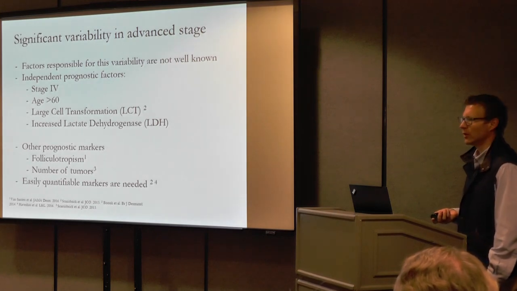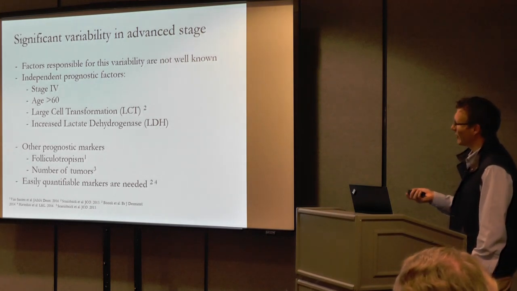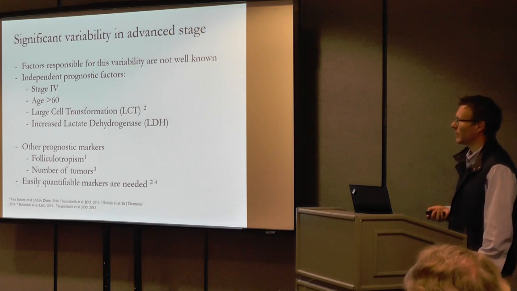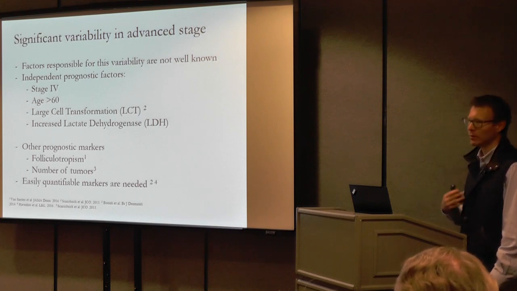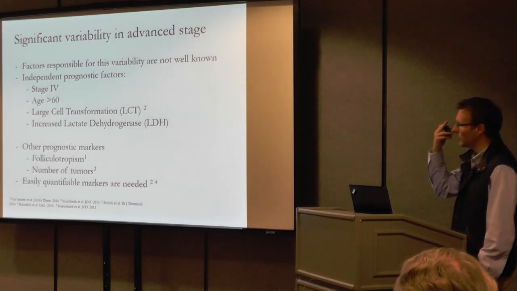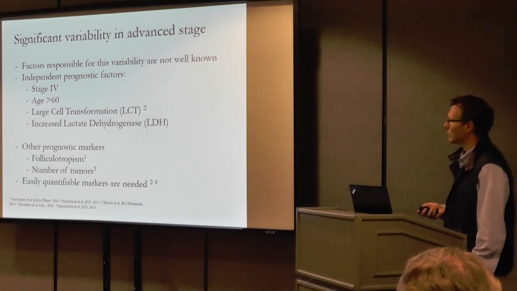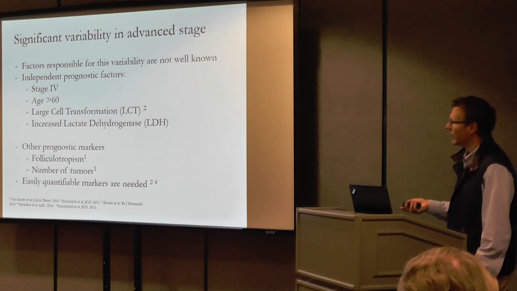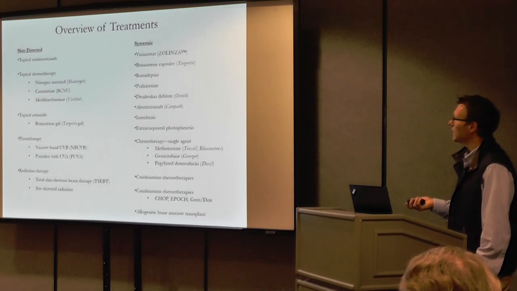Neither situation is good. Other factors, you know, the number of those tumors, we could talk about something that's called follicular tropism, where it affects the hair follicles, and sometimes people lose their hair. Sometimes those are individuals that need more aggressive treatment. But we need better identifiable, better tools.